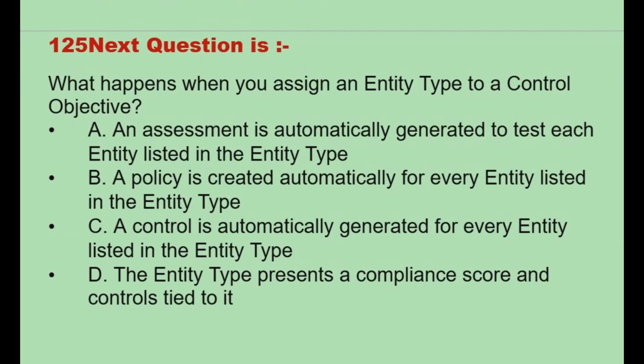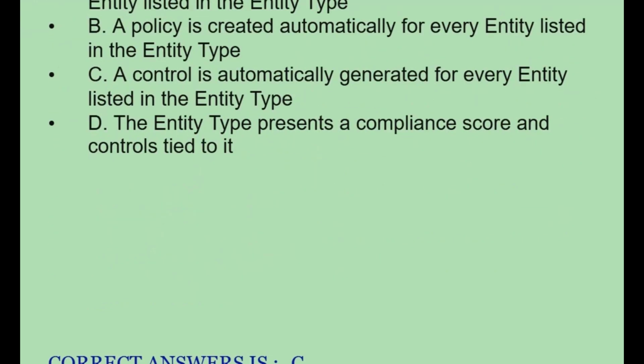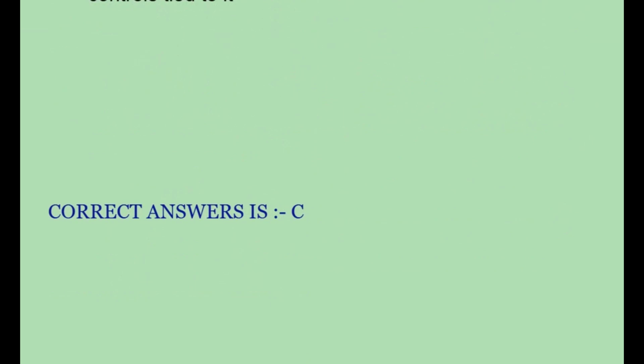Question is, what happens when you assign an entity type to a control objective? Option A, an assessment is automatically generated to test each entity listed in the entity type. Option B, a policy is created automatically for every entity listed in the entity type. Option C, a control is automatically generated for every entity listed in the entity type. Option D, the entity type presents a compliance score and controls tied to it. Correct answer is option C.